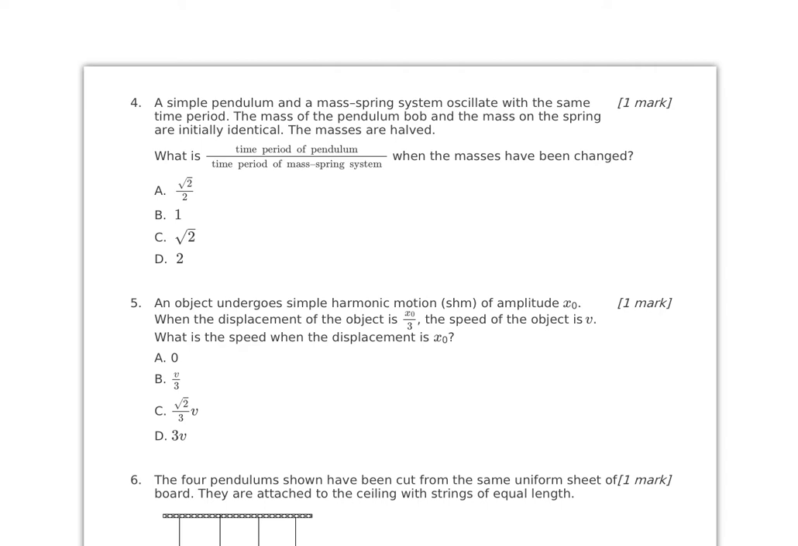So, number 4, we have a simple pendulum and a mass spring system, and they're oscillating with the same period. The mass of the bob and the mass of the spring are initially identical, but then they are both halved. And what is the ratio of the periods now that the masses have been changed? Let's look at the formulas for the periods of simple pendulum and mass spring.